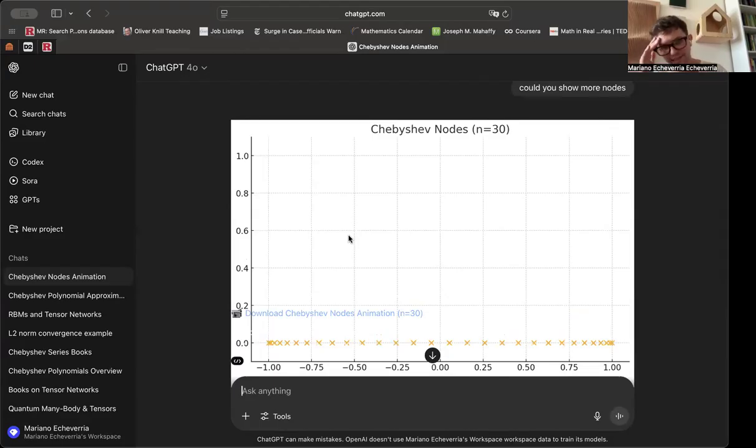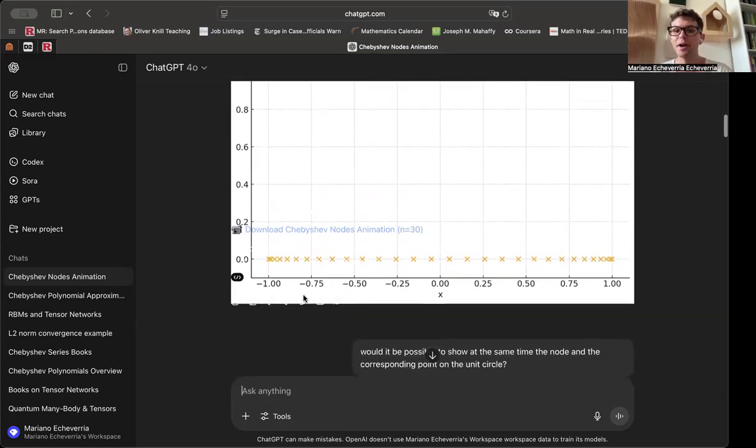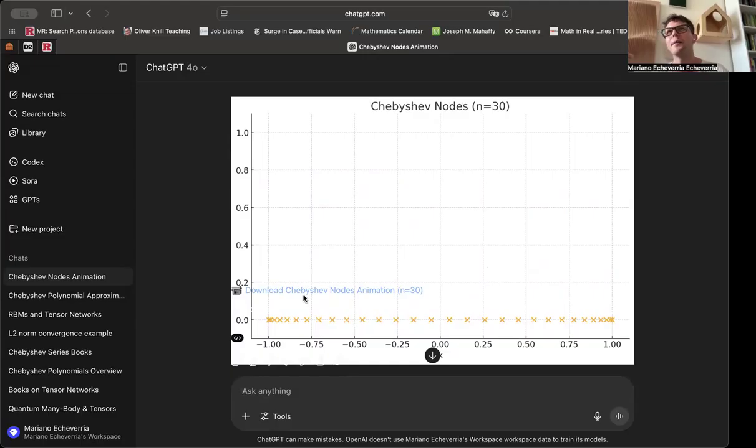And there, you can see a little bit better what's happening, because the points are accumulating towards -1 and 1, right? And you can even download the animations, which I like. But this is actually not what makes the Chebyshev points interesting.